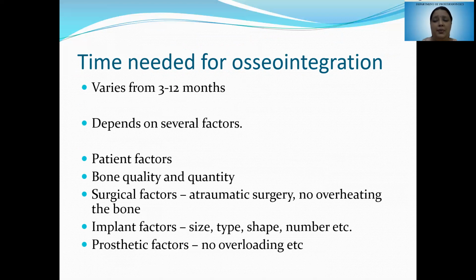The period required for an implant to osseointegrate can vary from anywhere between 3 to 12 months, depending on several factors like the bone quality, quantity, how the surgery was done, the type, shape, and number of implants, and any systemic diseases the patient could have, etc.